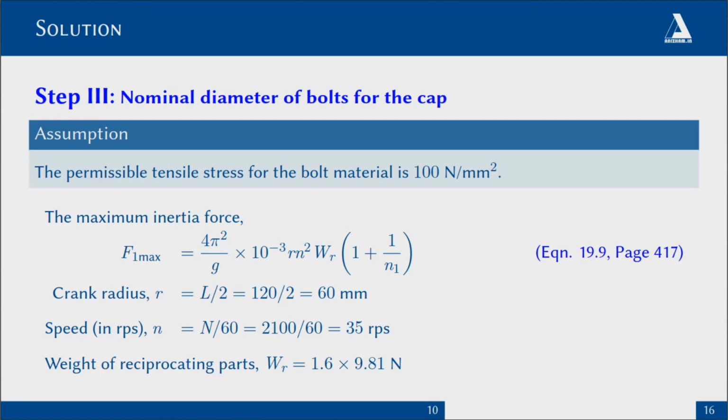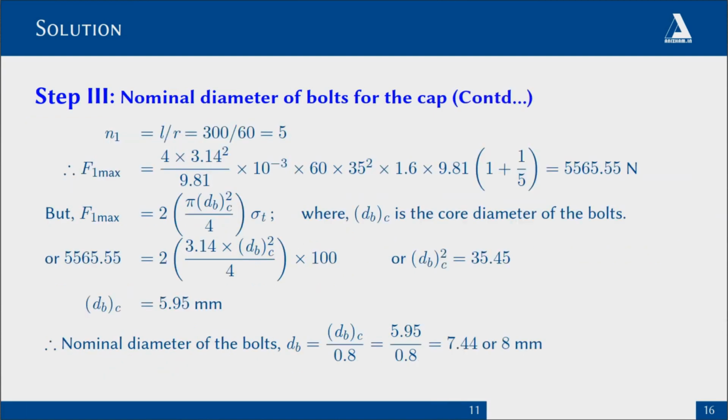multiplied by 9.81 Newton. N1 is the ratio L by R, that is the length of the connecting rod to the radius of the crank ratio. So it is 300 divided by 60, that is 5. So by substituting the values in the relation for F1 max, we obtain F1 max as 5565.55 Newton.